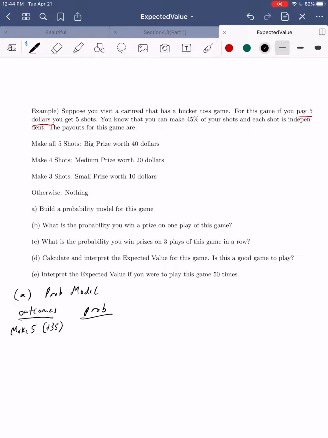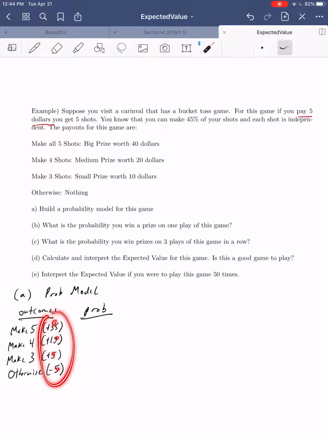All right. What about making 4? If you make 4, you give them $5. Then they give you something worth 20. What is that to you? That's plus 15. You could also make 3. So you give them $5. They give you back something worth $10. To you, that's a plus 5. Then we have our otherwise. The otherwise, you give them $5 and they give you back nothing. What is that to you as a net? That is negative 5.